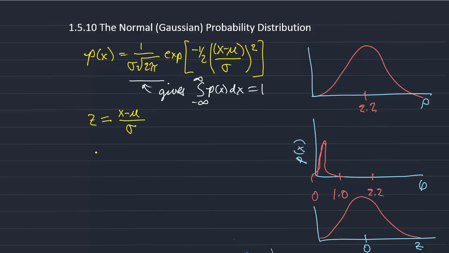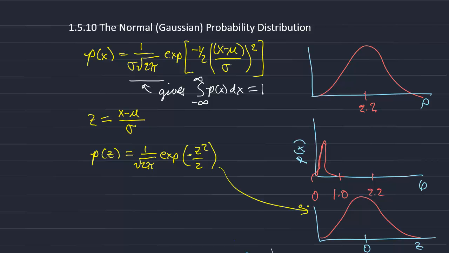So in terms of z, the probability density function is equal to 1 over the square root of 2 pi times the exponent of minus z squared over 2. And that's the probability density function for the normal or Gaussian probability distribution.